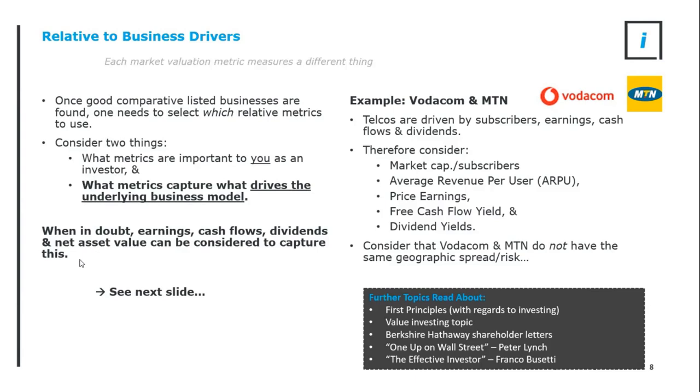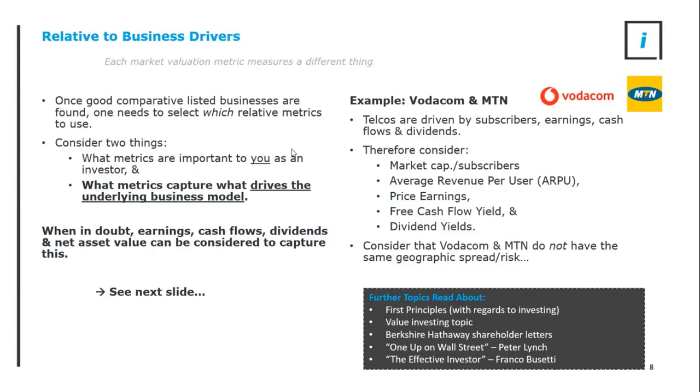But when in doubt, relatives based on earnings, cash flows, dividends, and net asset values can be considered the end point of capturing a business model. Those are always good. I will have a list summary of ones in the next slide. But let's jump across to Vodacom and MTN. And we are going to use them as relatives and compare them to each other. Now, what drives telcos? And by the way, we ignored all the other telcos. They're not great comparisons versus these two.